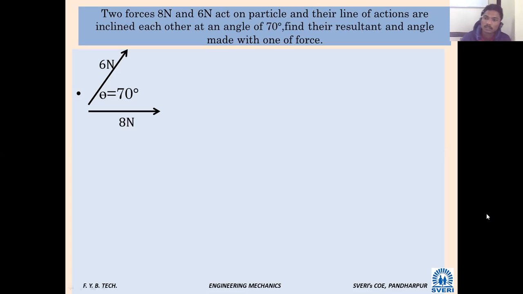Very good. Two forces, 8 Newton and 6 Newton, act on a particle and their lines of action are inclined to each other at an angle of 70 degrees. Find the resultant and the angle made with one of the forces. Very good, Avinash. Thank you.